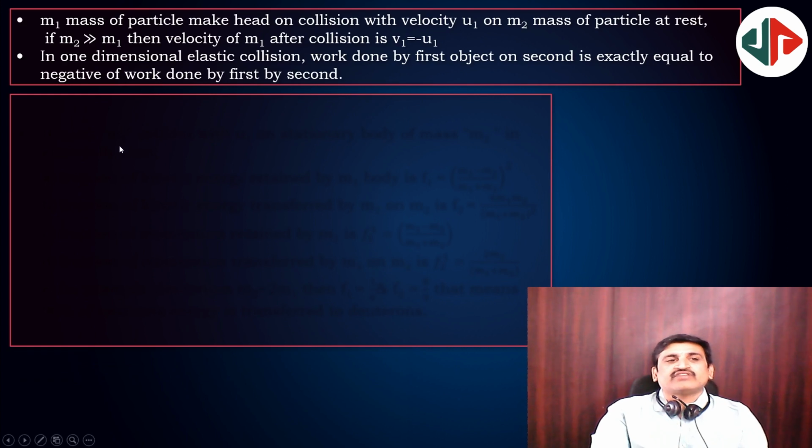Next, if m2 is greater than m1 and m2 is at rest, it's another special case. Then m2's velocity has no change, and m1 will be reversed. It is like a ball bounced back from a wall. That is, m2 is heavy, so no change in m2's velocity. m1 will be reversed, so v1 is equal to minus u1.